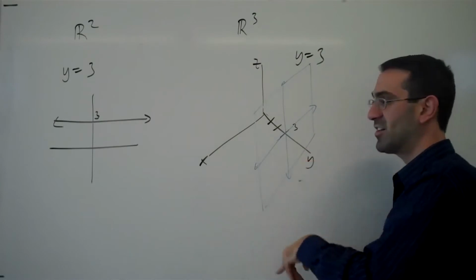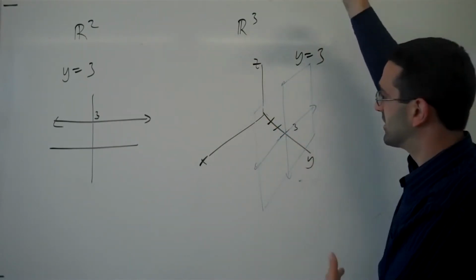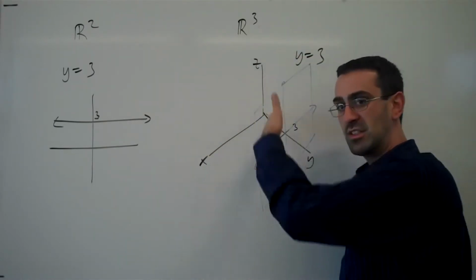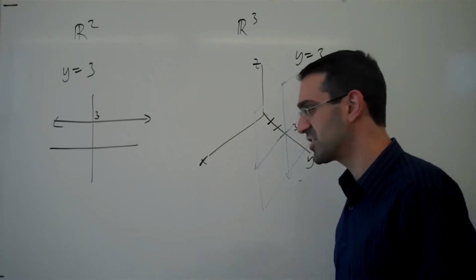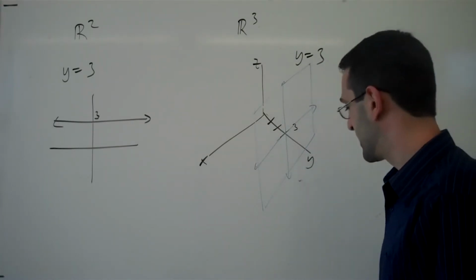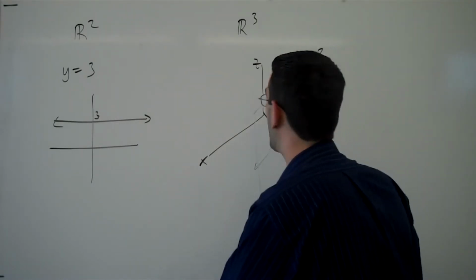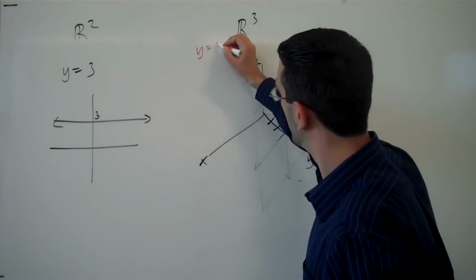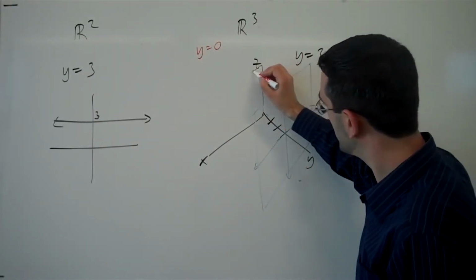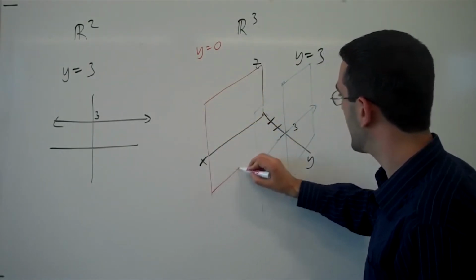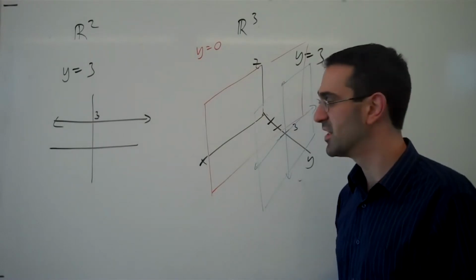I drew it here as a perspective rectangle, but it really does extend out forever in the z directions, and in the x directions, y is just constant. So y equals 3 here is describing a plane. Likewise, what would y equal 0 describe? Y equals 0 would describe all the points where y is 0, and would include the x and the z axes. That would be the plane y equals 0.